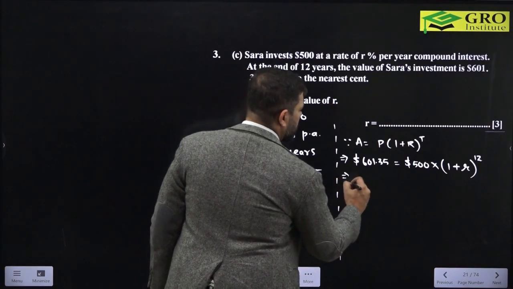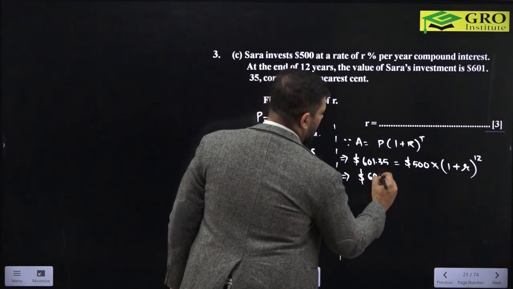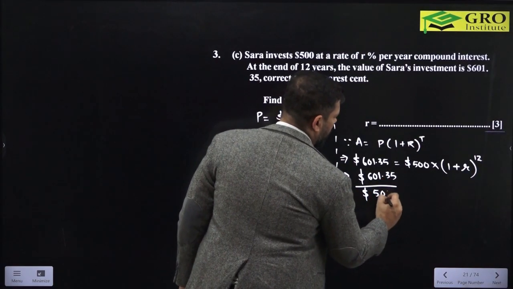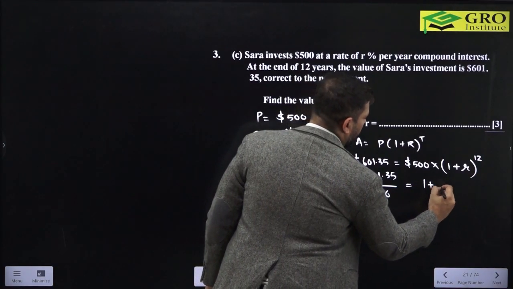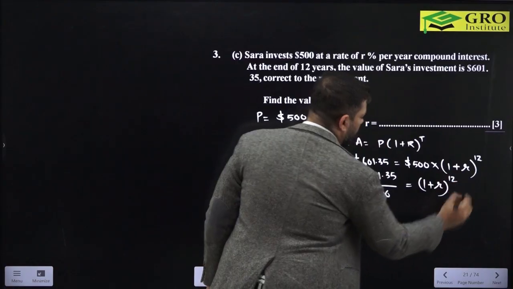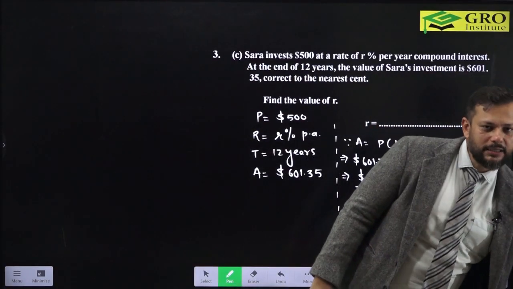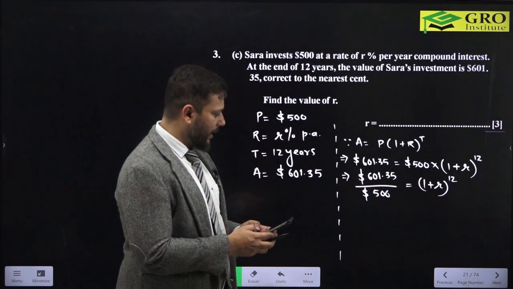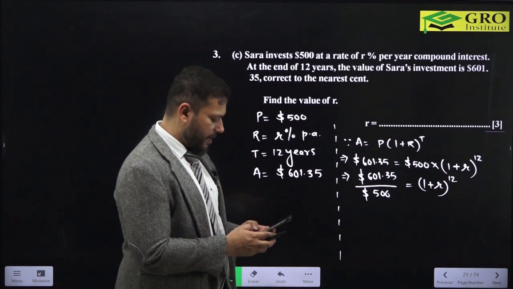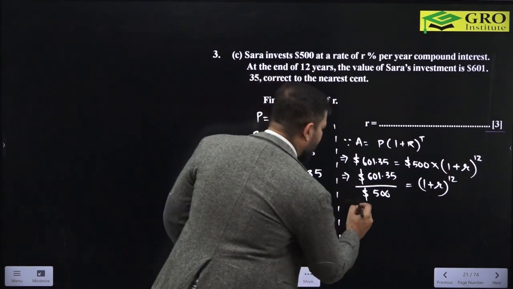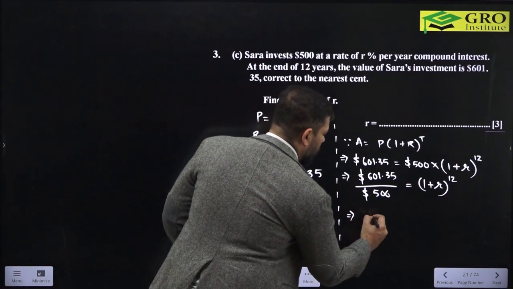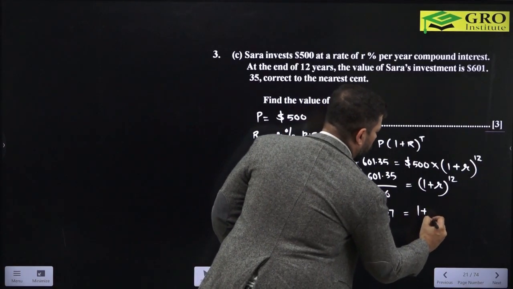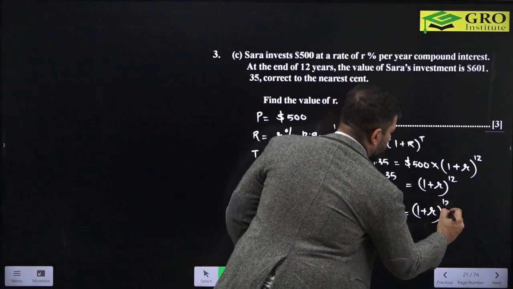Let us now transpose this 500 to the other side. So it will divide $601.35 like this, and this is going to be 1 plus r raised to power 12. Let us quickly use our calculator, guys. When we use the calculator, let us divide 601.35 by 500. When we do so, the dollar sign will get cancelled out. So we are getting 1.2027 equals 1 plus r whole raised to power 12.